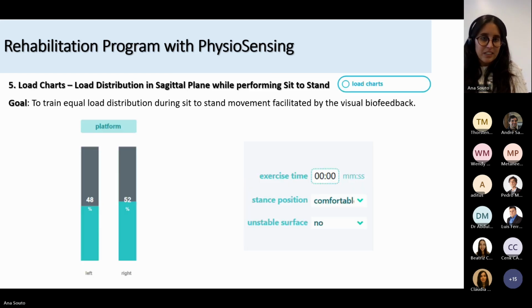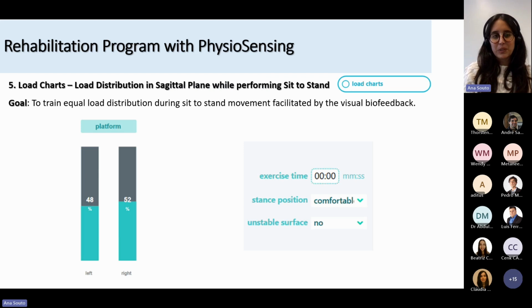Okay. Now, moving to a different category. This category, load charts. The software has different charts that show live changes in the weight distribution and the weight transfer in the different planes. What you can do in this category is create your own exercises while having this visual biofeedback regarding the weight distribution during the exercise.